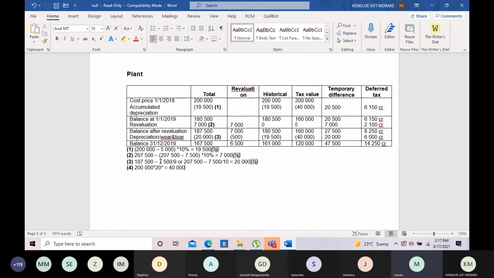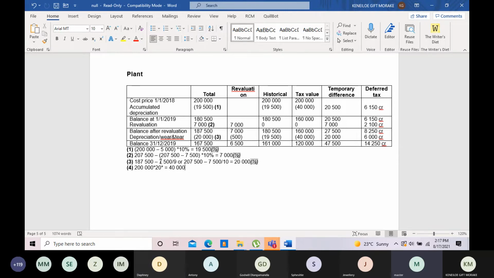Are you still following? Yes, I'm with you, sir. You get 20,000. Now you take that 20,000 and subtract it from 207,500, because you did 207,500 minus 7,500, multiplied by 10%, and got 20,000. Now you take the 207,500 minus that 20,000, you're going to get 187,500. And then you go back to your PPE.